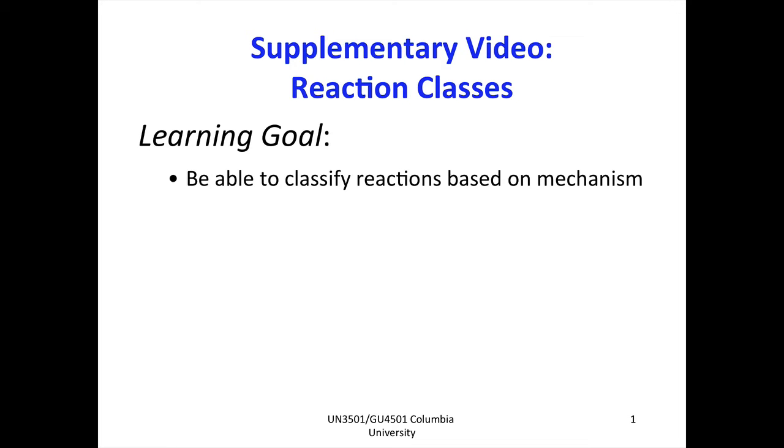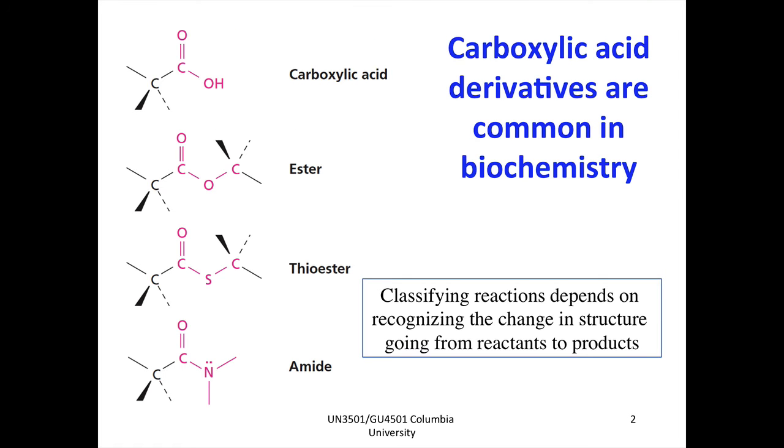Okay, in this video we're going to look at reaction classes. Our goal is to be able to classify reactions based on mechanism. So classifying reactions is always going to depend on recognizing the change in the structure going from the reactants to the product. So what's changing in the molecule, and then that will tell you what the reaction type is. So you have to study the structures of the starting material and the products and see how they're changing.